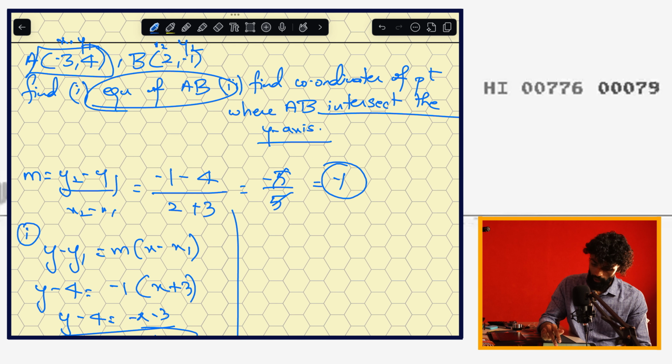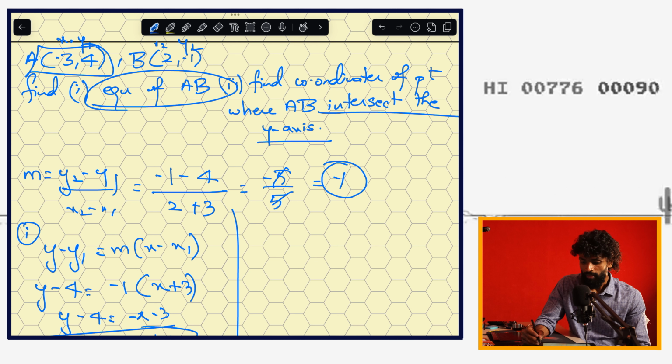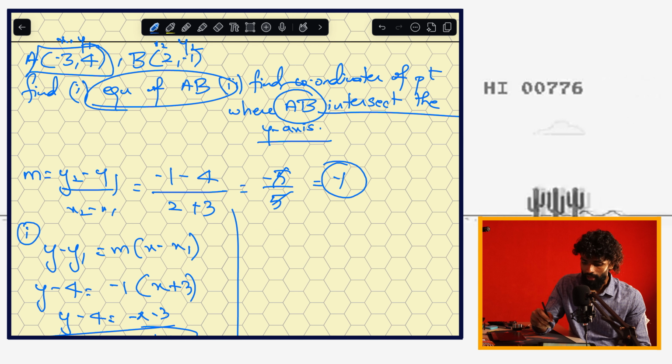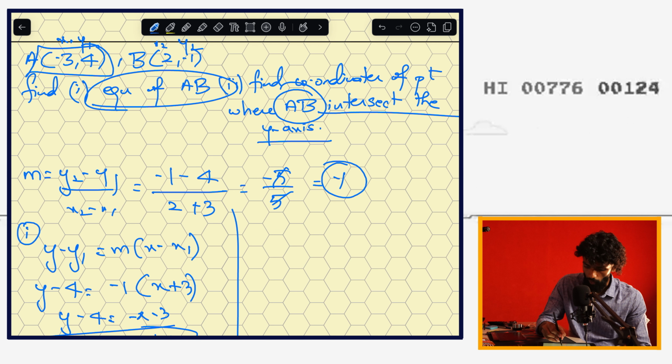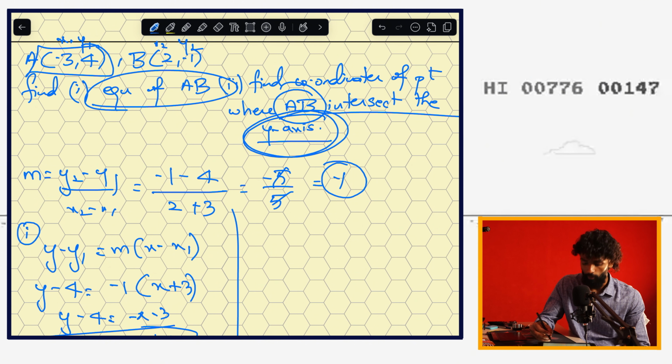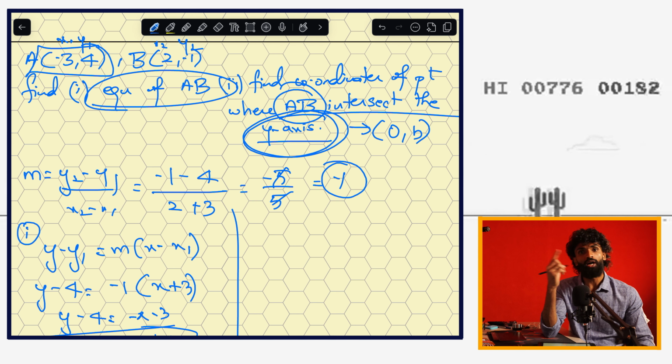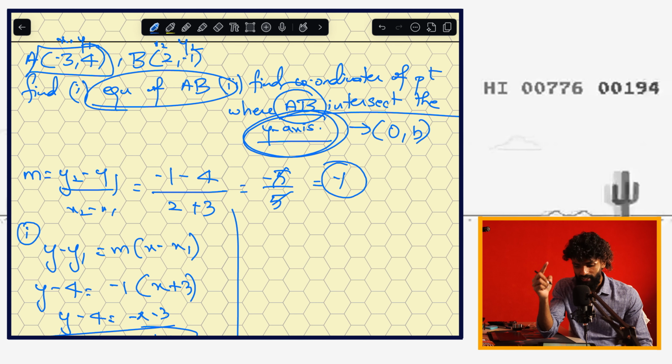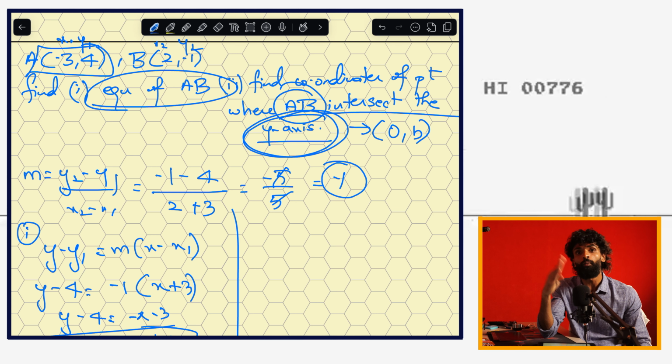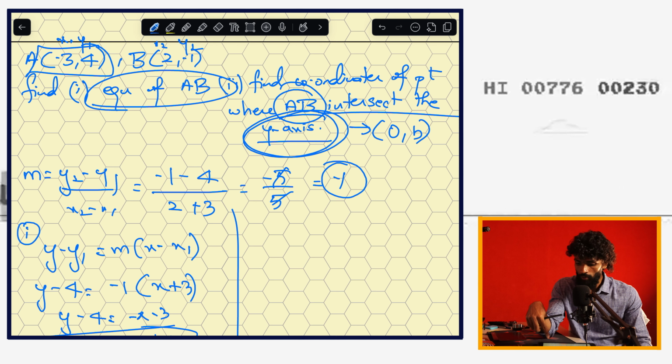I'm done. But the second sub question talks about finding the coordinates of the point where AB's equation, which we found right now, intersects the y-axis. Very important. Intersects the y-axis, what does it mean? Any point lying on the y-axis is generally given by 0, b. Okay, that's important for us to understand. By chance, if I change the question and tell you intersects the x-axis, the answer will be a, 0. So this is common sense, which we have already spoken about in type 1 of the video. So for the y-axis, I circled that, it means 0, b.